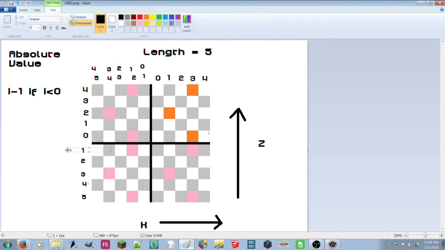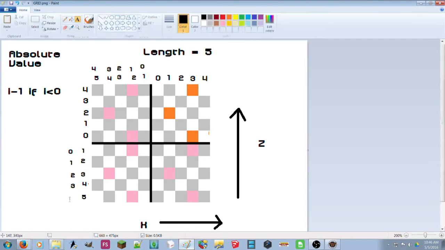Same thing is going to happen here: 0, 1, 2, 3, 4. So this is what you're going to get after I minus 1 if I is less than 0, with I standing in for the index. The index passed through here, so you got your absolute value, then you subtracted 1 if it was less than 0.